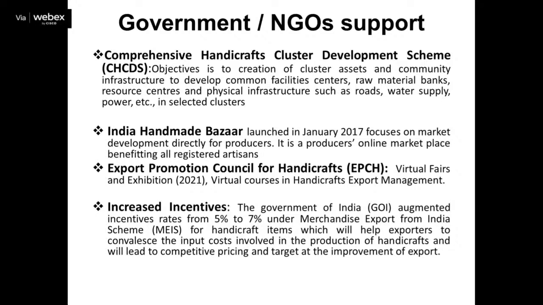the Government of India is encouraging artisans, increasing the incentives from 5 to 7% under the Merchandise Exports from India Scheme for handicraft items, which will help exporters to offset the input cost involved in the production of handicrafts, and will lead to competitive pricing and target the improvement of exports.